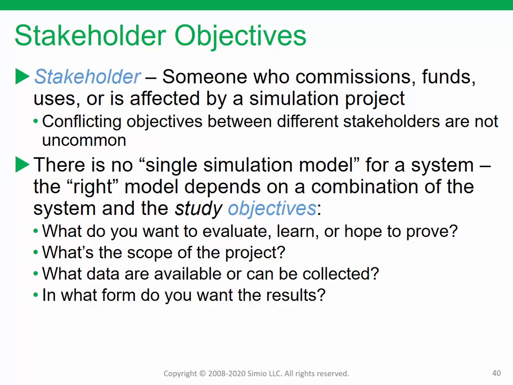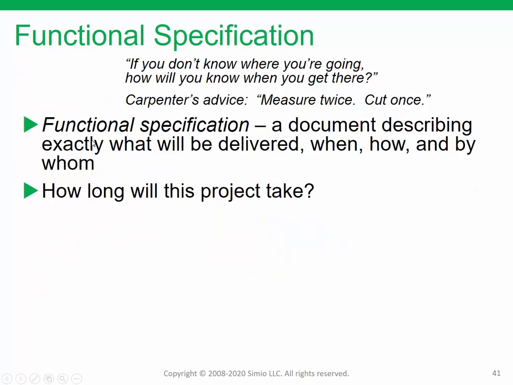So if I'm trying to develop a model that estimates throughput, a model that estimates number in system perfectly is of little value, right? I need to have the model that meets the objectives. And so in terms of the objectives, we need to know: what do you want to evaluate? What do you hope to learn? What do you hope to prove? What's the scope of the project? Also, what data are available to be collected? And in what form do you want the results? All of these things come under the notion of working with the stakeholder.